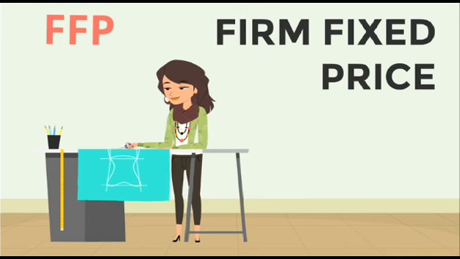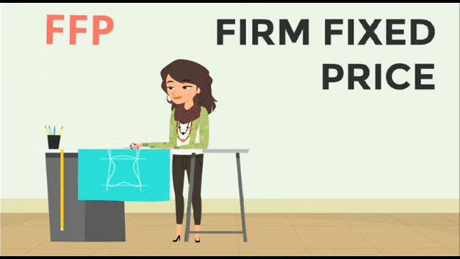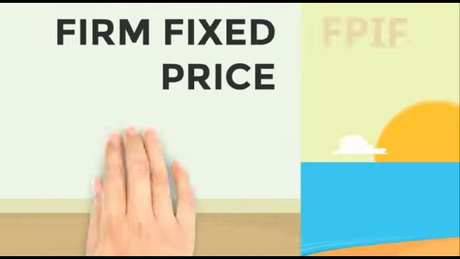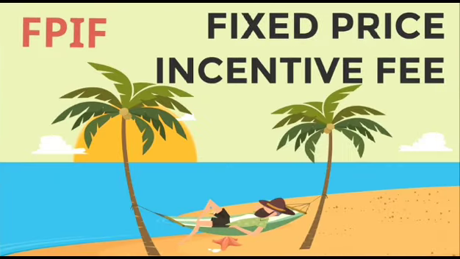Now, if you decided that in addition to a pool, you wanted a fence, then you wouldn't be surprised if there was an increase, would you? And that's the thing about FFP. There could be changes if the scope changes. But if the scope of work doesn't change, then you don't expect to have any surprises. That's FFP. The next contract type is FPIF, fixed price incentive fee.